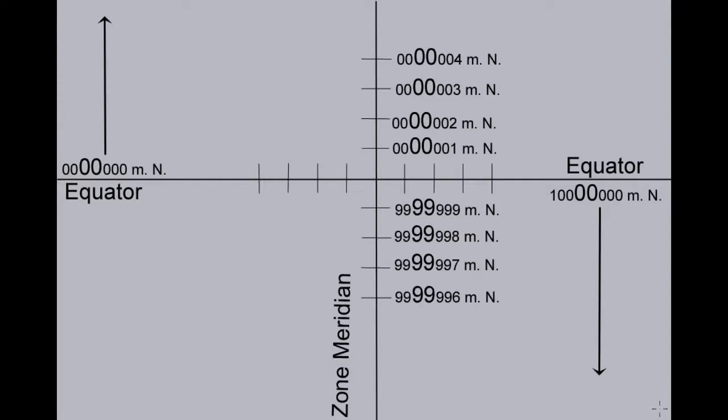Next, let's look at UTM coordinate values and how they're derived. Each UTM coordinate consists of an easting and a northing. Eastings and northings are false values based on the arbitrary value given at the equator and at the zone meridian. Let's start out by looking at northings.